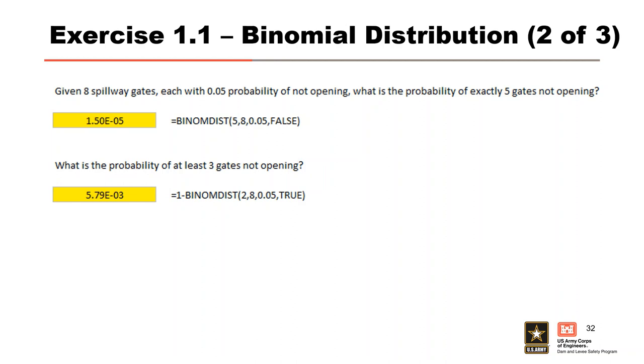For the second question, we need to be careful and use a little critical thinking because the question asks for the probability of at least three gates not opening. To do this, we can calculate the probability of two or less gates not opening. Then, by subtracting the probability of two or less not opening from one, we can get the probability of three or more gates not opening. So we have 1 minus our binomial distribution function with k equals 2, n is still equal to 8, and p is still equal to 0.05. This time we want to choose true, so the formula will return a cumulative probability, the probability of 2 or less not opening. From this equation, we get the answer to be 5.79 times 10 to the minus 3.